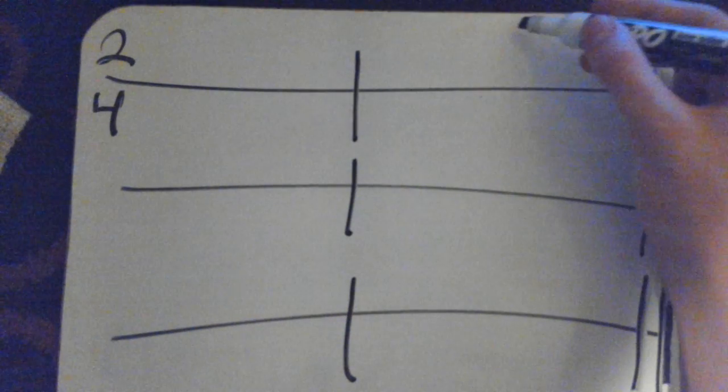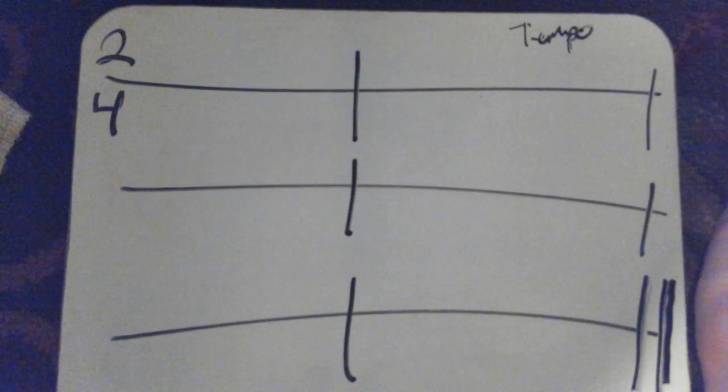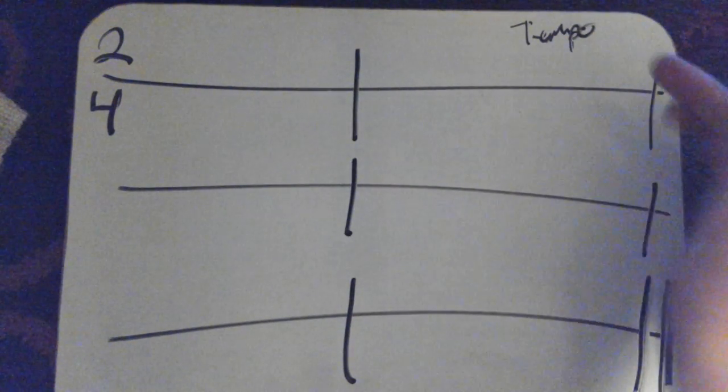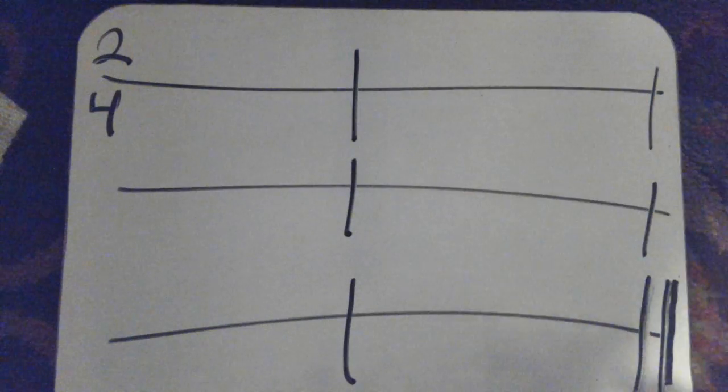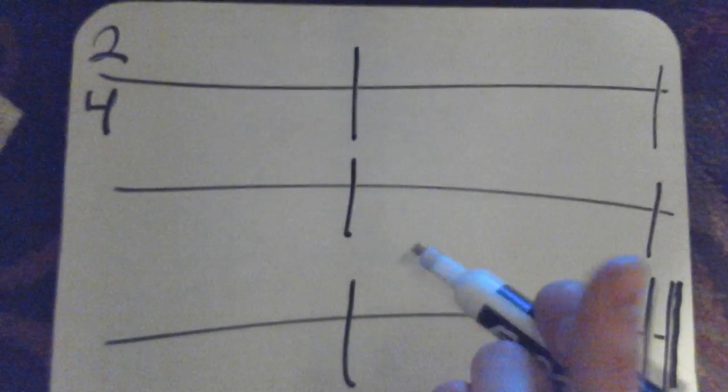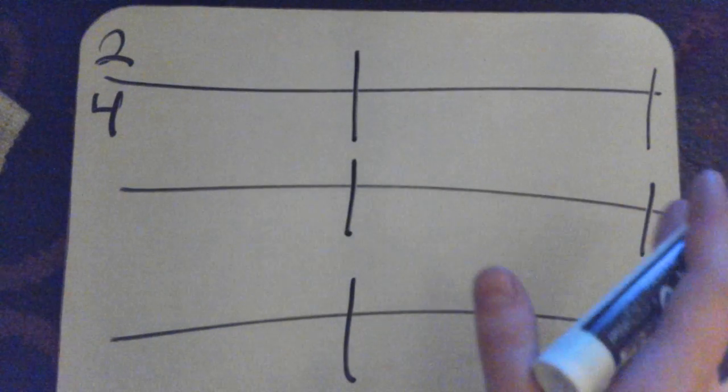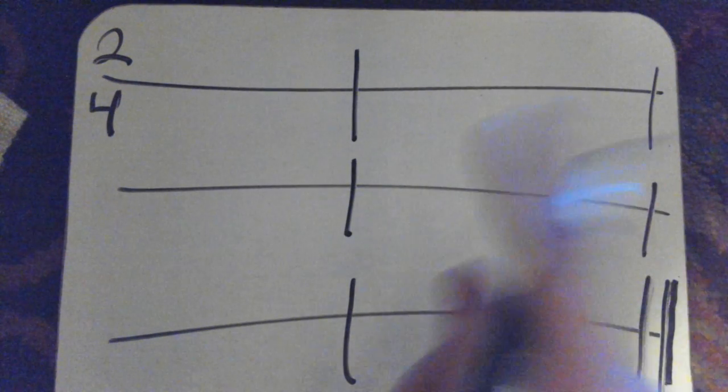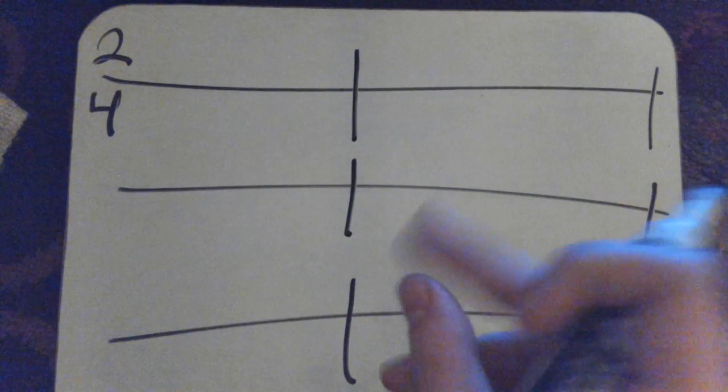Lastly, as a reminder, you have your tempo. Your tempo tells you how fast your beats are going. So a faster tempo means a faster beat, which will be indicated by a higher number. Slower tempo means slower beat.